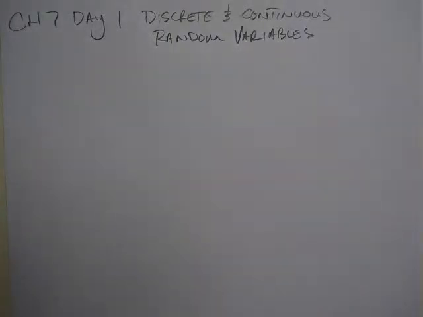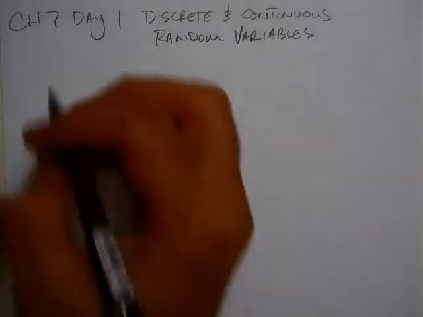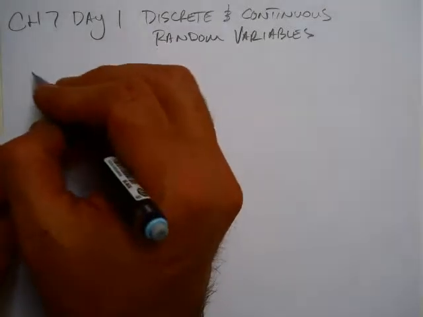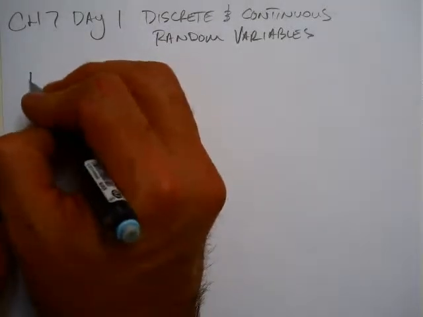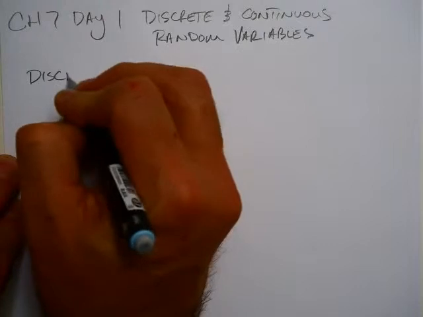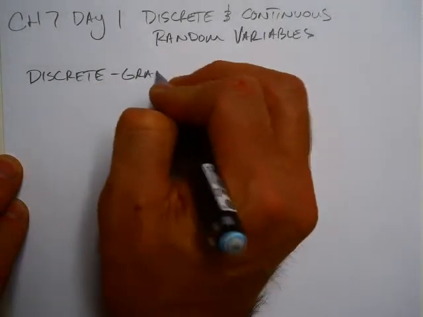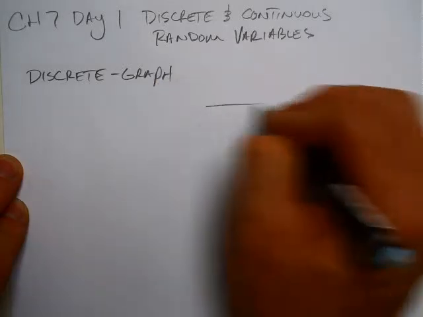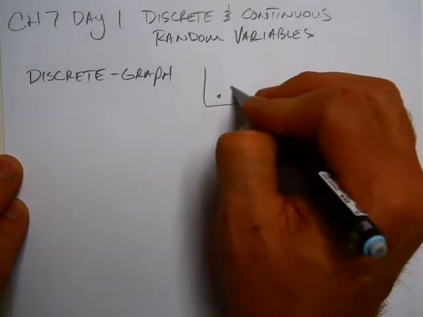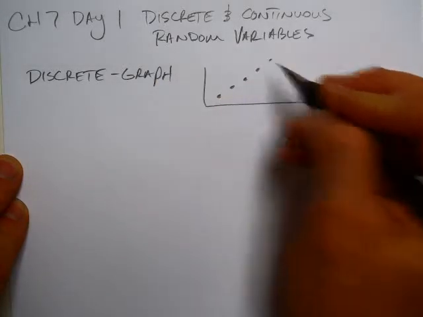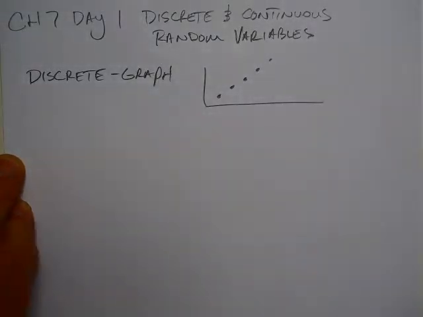A quick review of the idea of discrete and continuous. Thinking back onto some algebra, a discrete graph could look something like this, where we've got a series of points. Maybe they're linear, maybe they're not, but they're not connected.